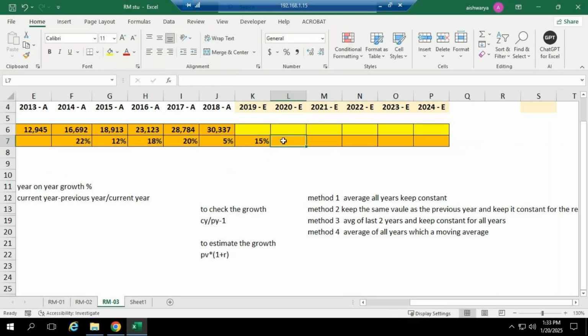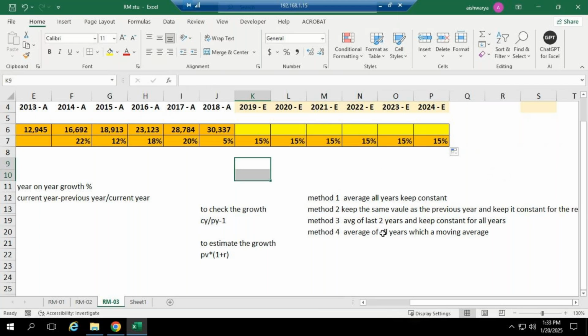Okay, so now keep constant for all years. So keep as 15% only for all the years and then enter. See, now you can just drag it over here. Now automatically you will be getting the answer as 15% for all the years.